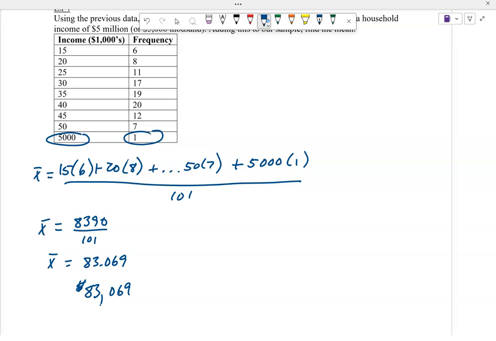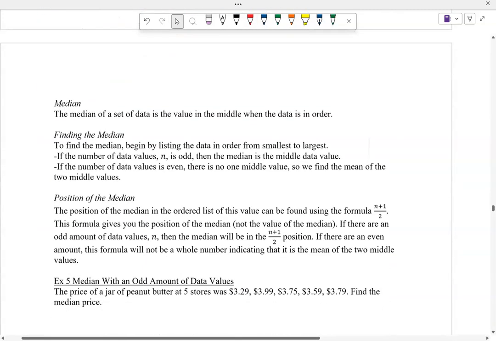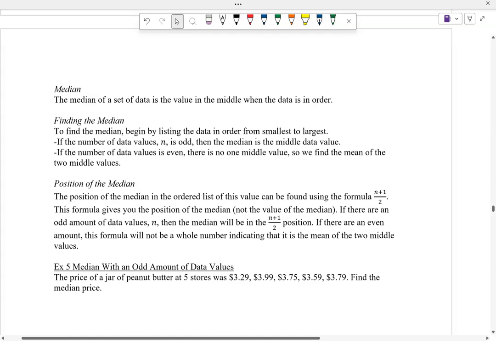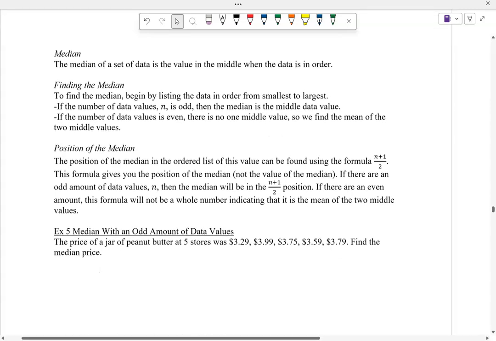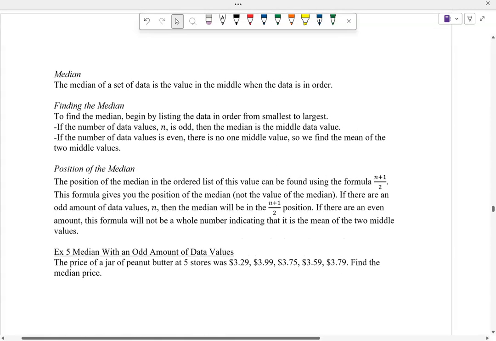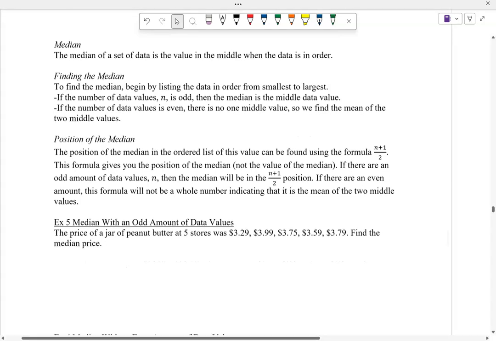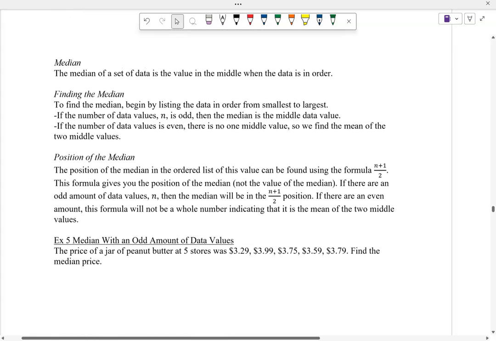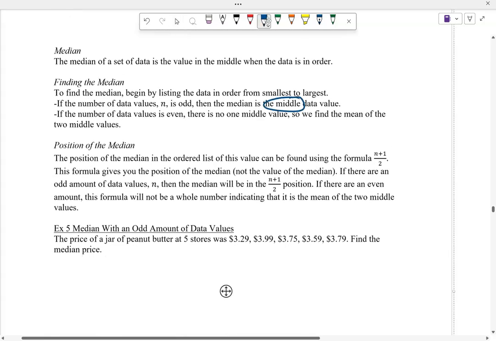So when you're looking at something like household income, a better measure of central tendency, instead of the arithmetic mean or average, is the median, the middle value. That's really a better measurement of central tendency when you're talking about household income. So when you're finding the median, the middle number, if you have an odd amount of data, it's the one right in the middle.